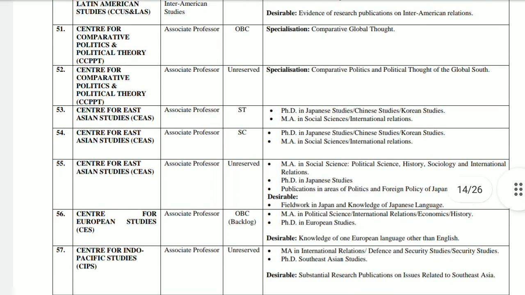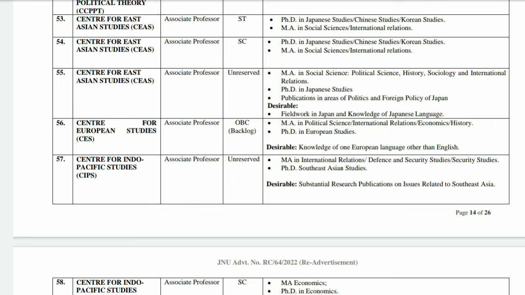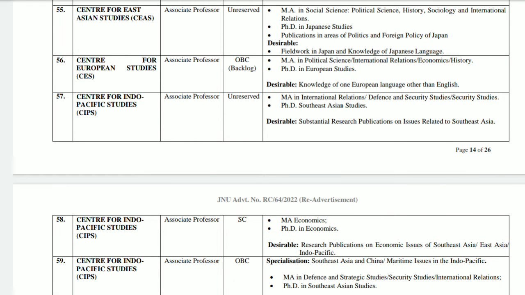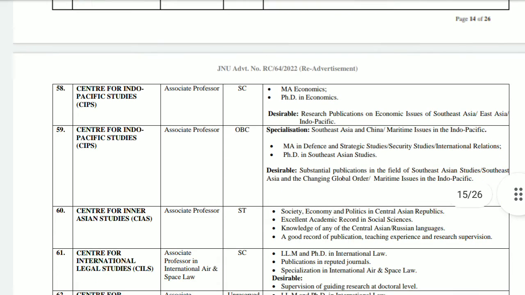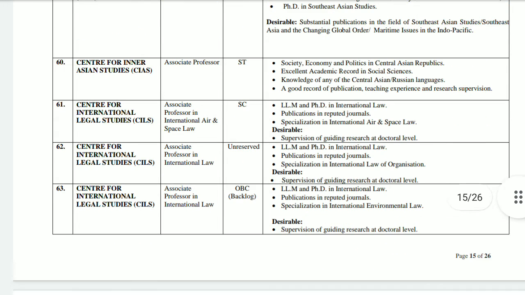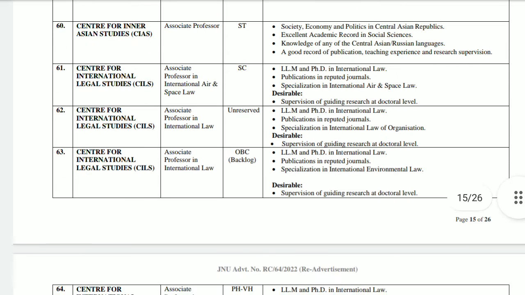Next job position, associate professor in Comparative Politics and Political Theory department. Next, associate professor in Center for East Asian Studies, Center for European Studies, Center for Indo-Pacific Studies, Center for Inner Asian Studies, and Center for International Legal Studies.